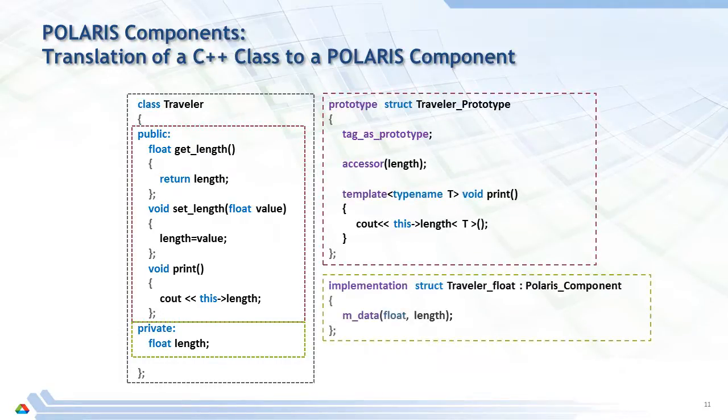This class is then split into a set of specialized Polaris objects, the prototype and the implementation. The prototype acts as a general interface to a related family of objects with no specific data members of its own, while the implementation represents a concrete class of the object, in this case a traveler with a floating point data member as shown in the original C++ class.